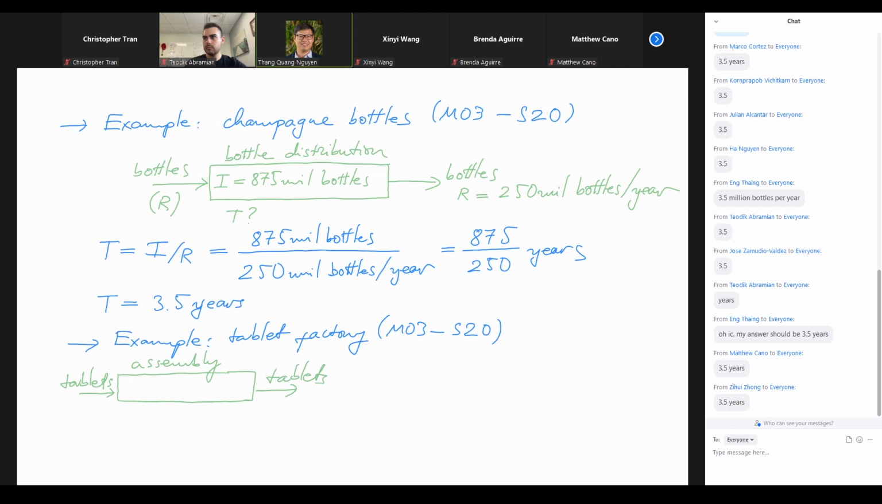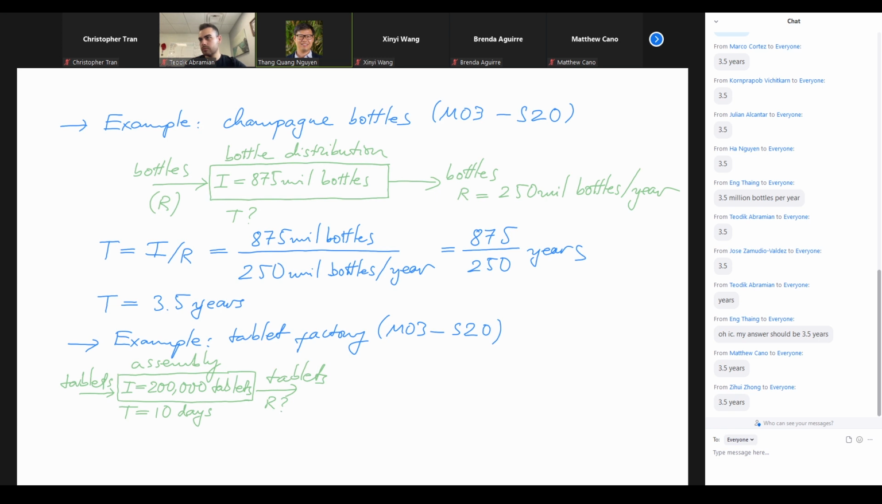All right, so we have the following. The question gives us the inventory. The inventory here is 200,000 tablets. And they give us the flow time of 10 days. And they ask us for the flow rate. So what would be the flow rate of this process?